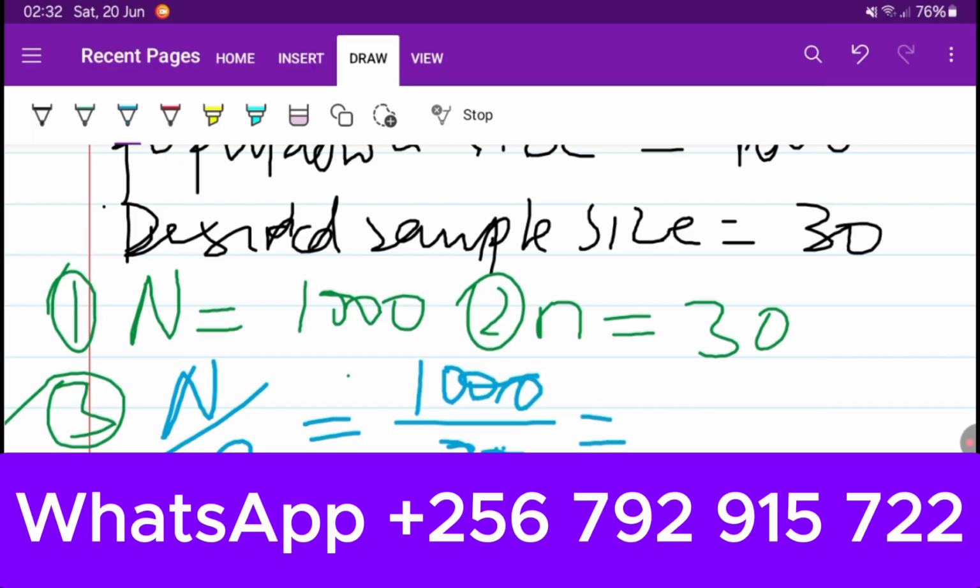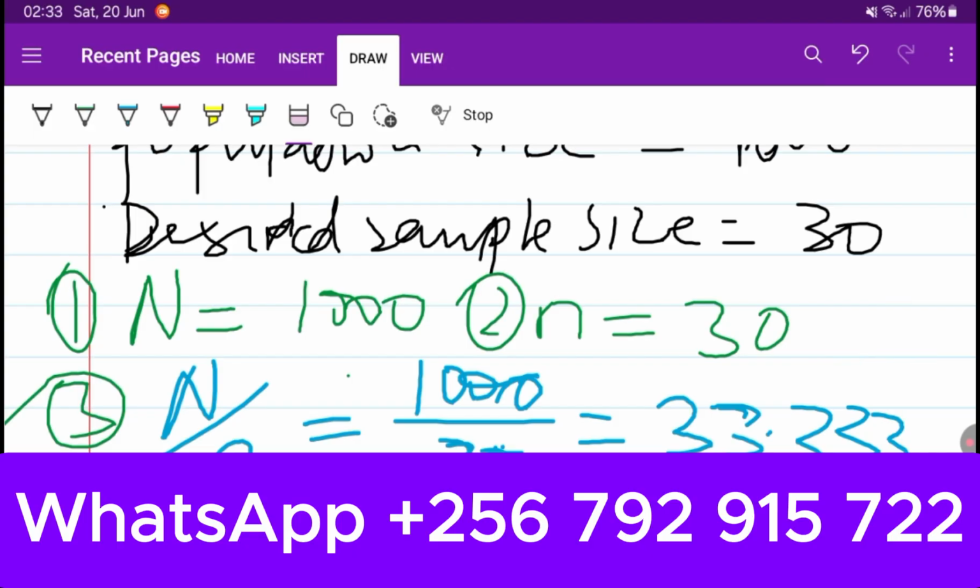And this will give you 33.333. So we said you round downwards to the nearest integer. What will be the nearest integer here? It will be 33. Even if this is 33.5, we said we round downwards. We don't say it is 34, we just say 33 because we round downwards to the nearest integer.